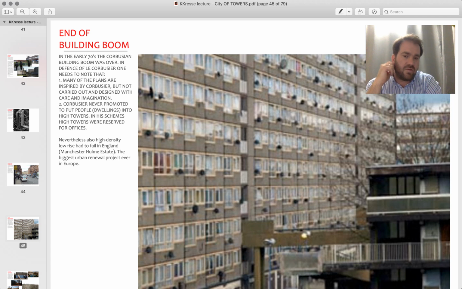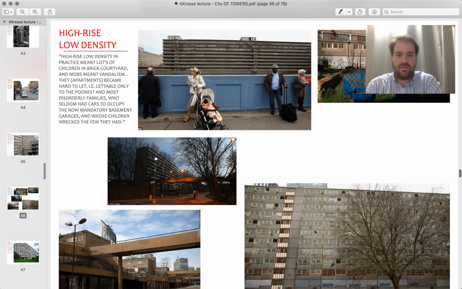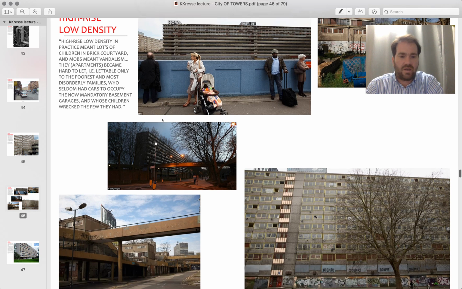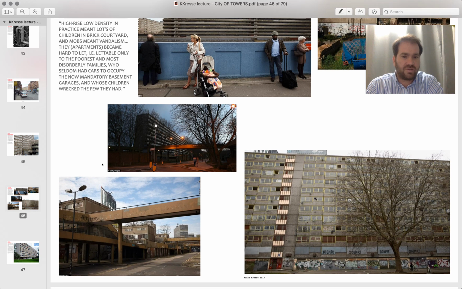So for him, the high rise was a place for offices and commercial administrative functions, not for housing. And as you remember, in Le Corbusier's schemes, the housing was in the mid and the low-rise estates around those high-rise towers. Here there are some more images of that decay taking place. It really started becoming a problem.